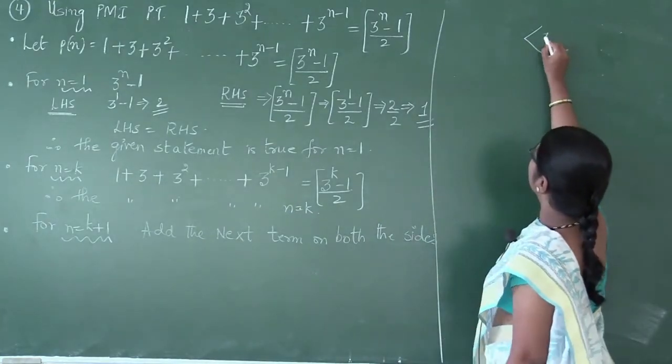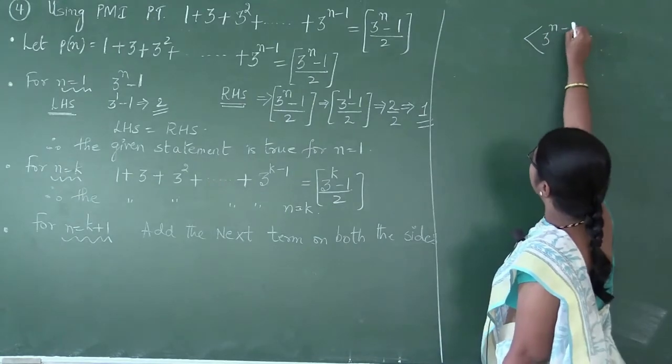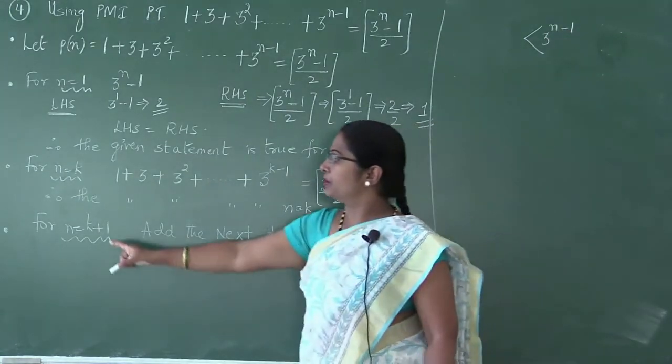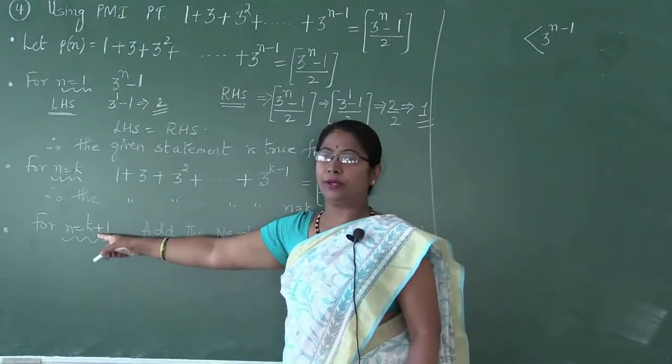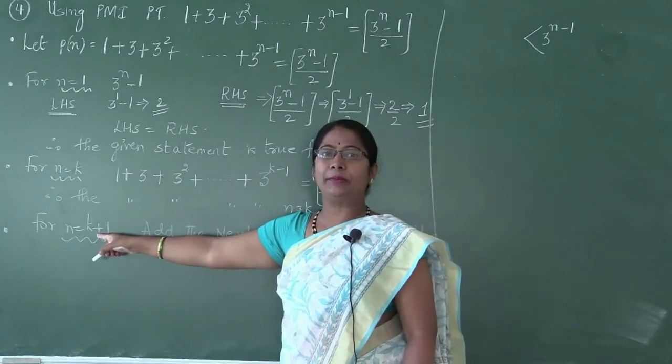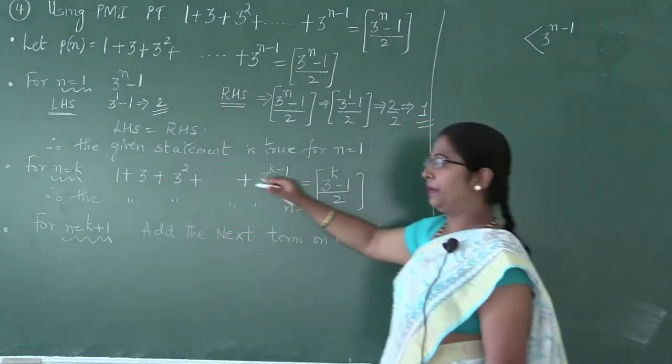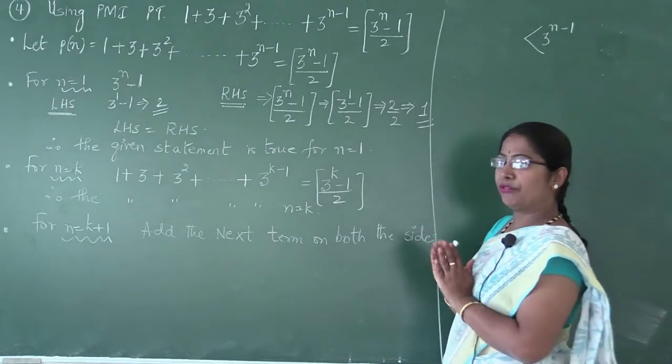It is 3 power n minus 1. What are we supposed to substitute here? n equal to k plus 1. So, in place of n, what do we write? k plus 1.